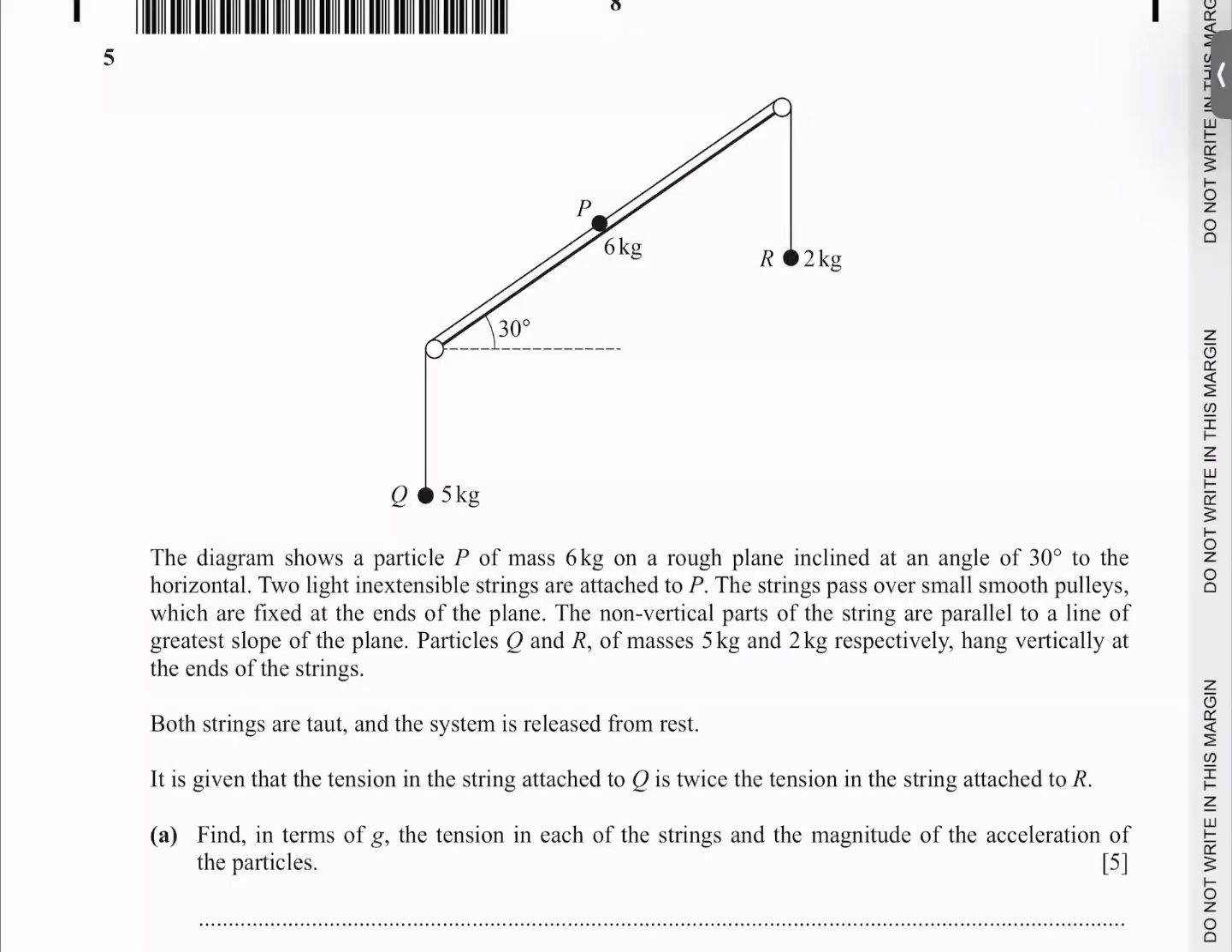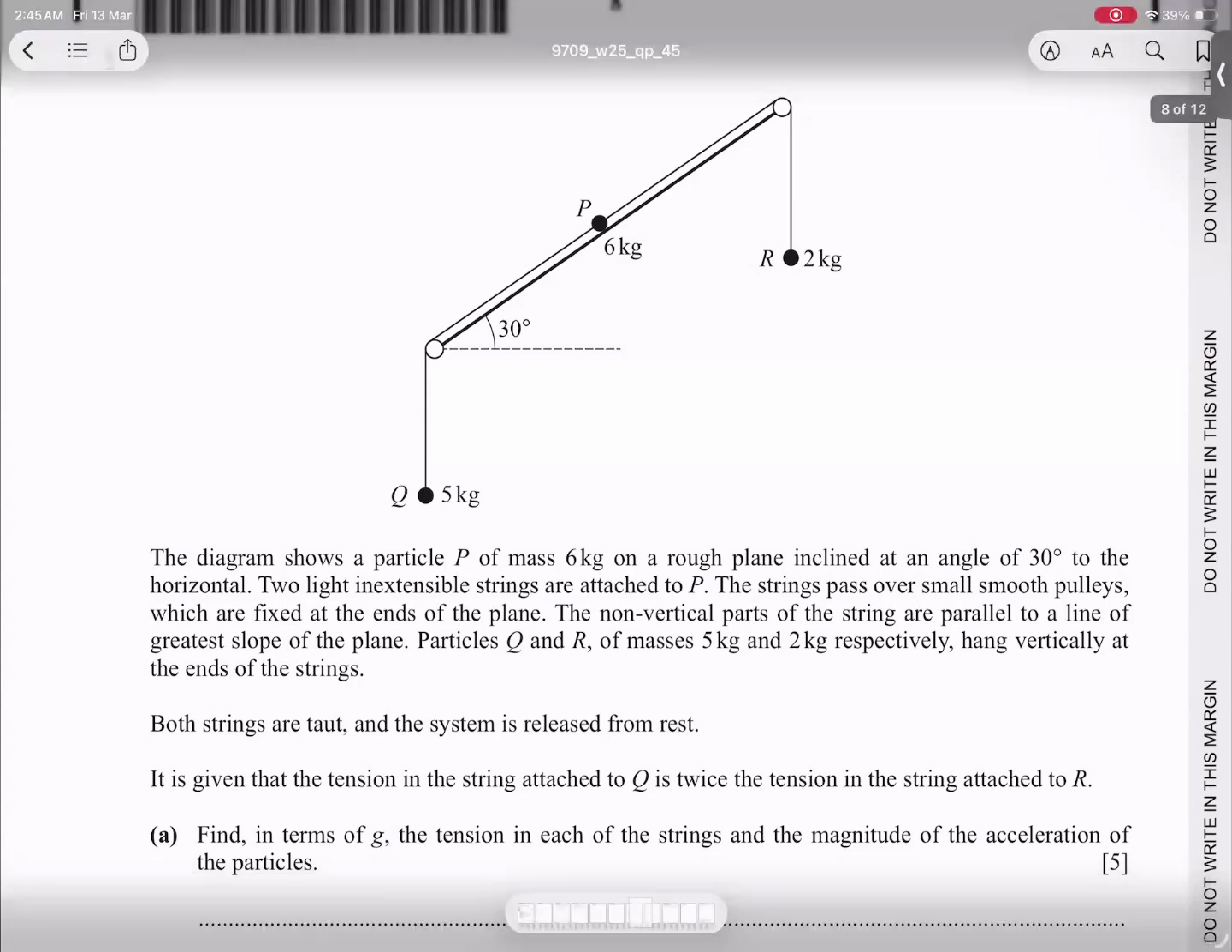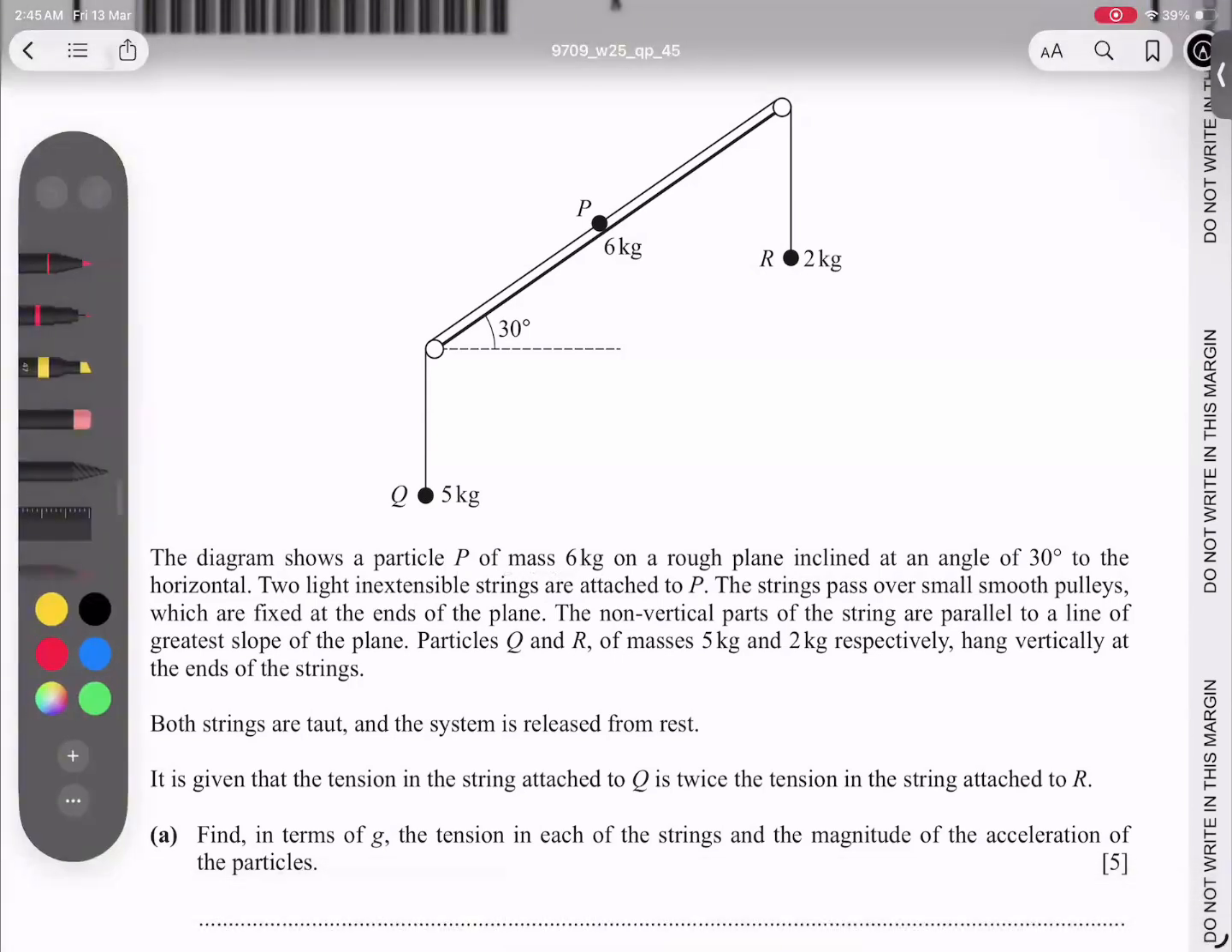So question number 5 we have. Read the question. The diagram shows a particle P of mass 5 kilogram. So 5 kilogram, mentioned clearly. And the plane is inclined at 30 degrees, you can see clearly. And the most important part here is the two particles, one of 5 and one of 2 kilogram, hanging vertically. Both strings start and the particles are released from rest. It means the particles start from rest, meaning starting velocity is 0.